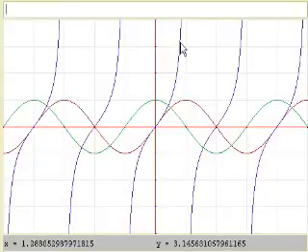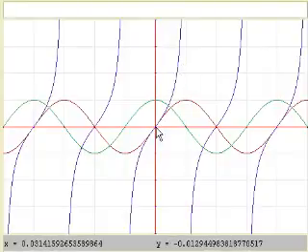Well, if you remember, the tangent function is equal to the y over the x on the perimeter of the unit circle. Or since the y is the sine and cosine is the x, it also equals the sine over the cosine. So here, tangent is 0 whenever sine is 0, because tangent is equal to sine over cosine. So it makes sense that when sine is 0, tangent is 0.